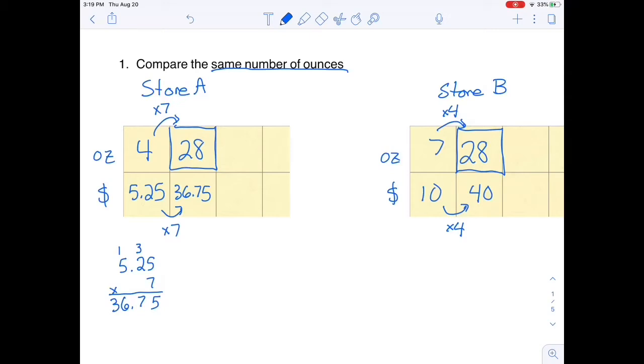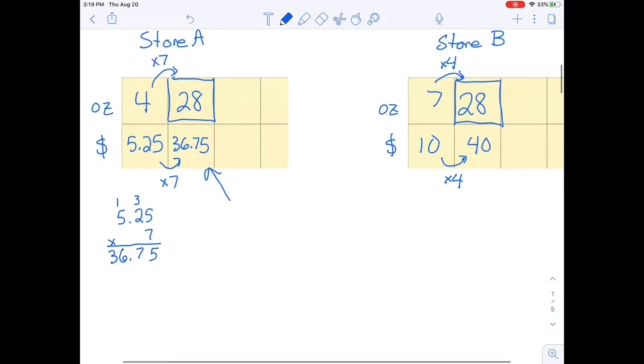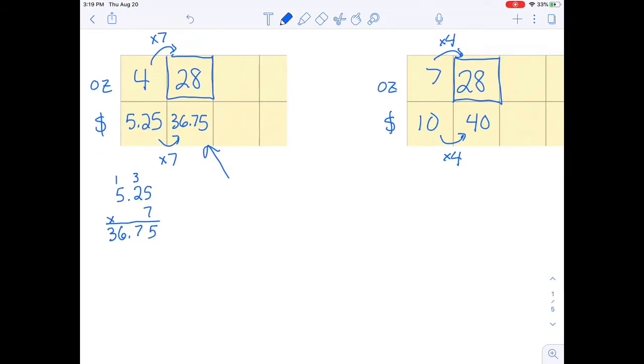Now that my table is complete, I want to compare the 36.75 and the 40 and decide which one gives me the better value. In this case, if I go to the store and buy 28 ounces, I'd be happier if I spent less money. So I'm looking for the lesser value, which will be 36.75. So store A has the better value.